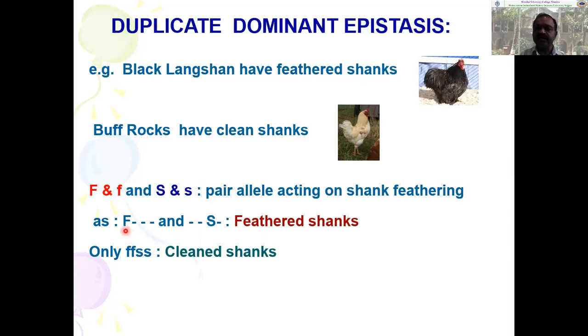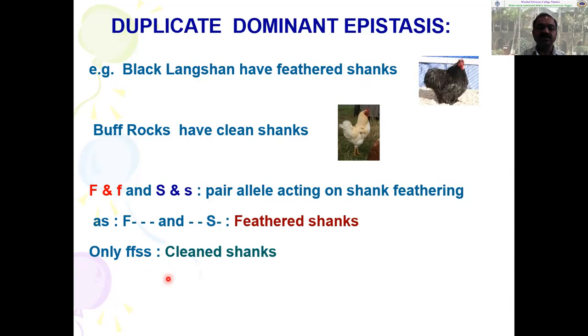So in every genotype, if you have either capital F or capital S out of the 4 alleles, all would be feathered shanks. The only bird that would have clean shanks would be the small ff, small ss, because neither capital F is dominant nor S is dominant.